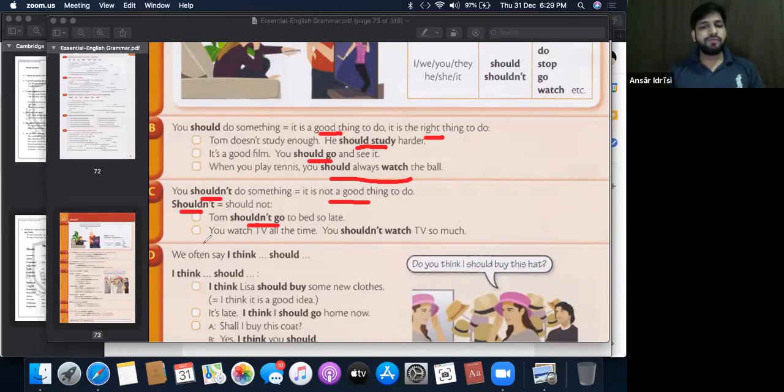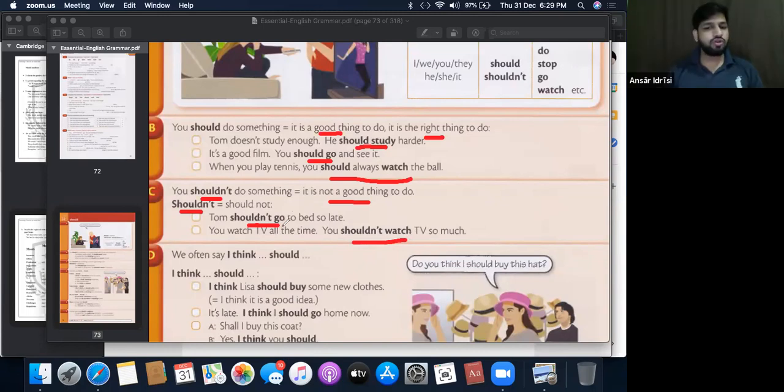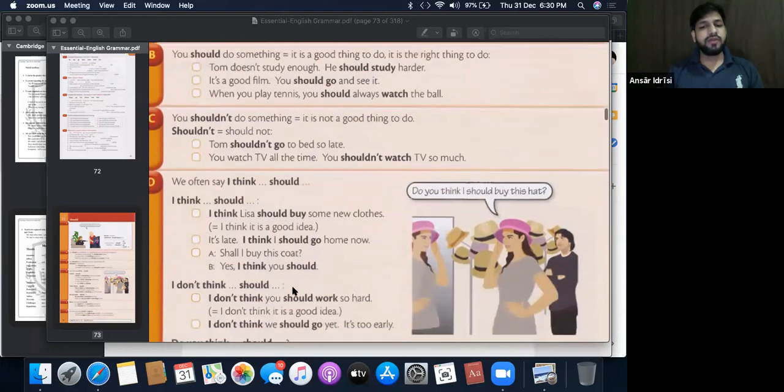You watch TV all the time, you shouldn't watch TV so much. आपको इतनी देर तक ये टीवी नहीं देखना चाहिए, ये मेरी एडवाइस है. Yes or no? You shouldn't go to bed so late, you shouldn't watch TV so much, you should always watch the ball, you should study hard, you should go to bed sooner. Okay, you should go and you should watch the movie. So we are using should.